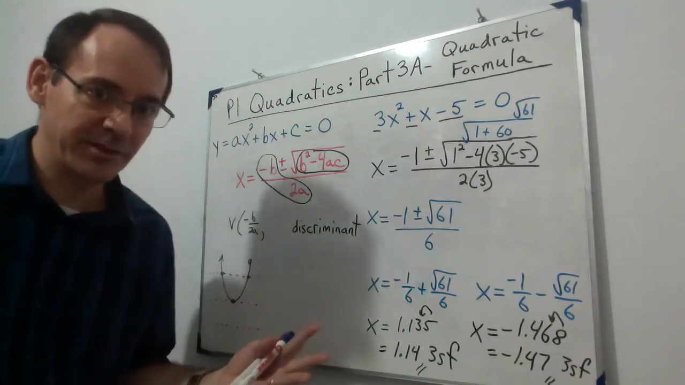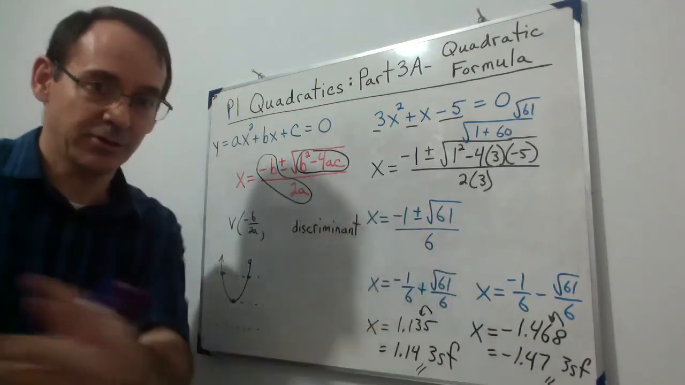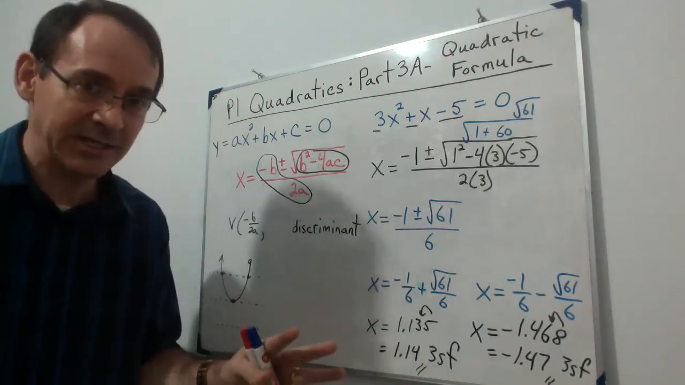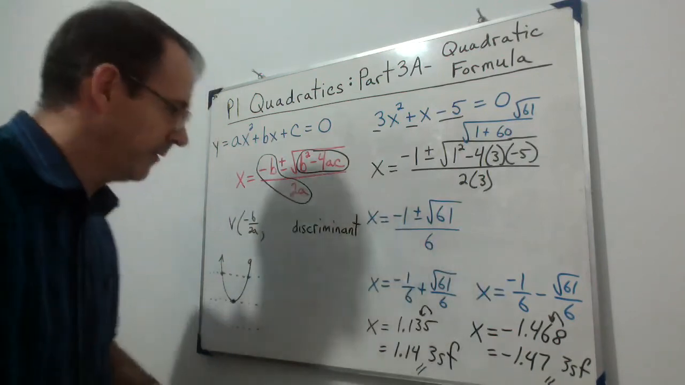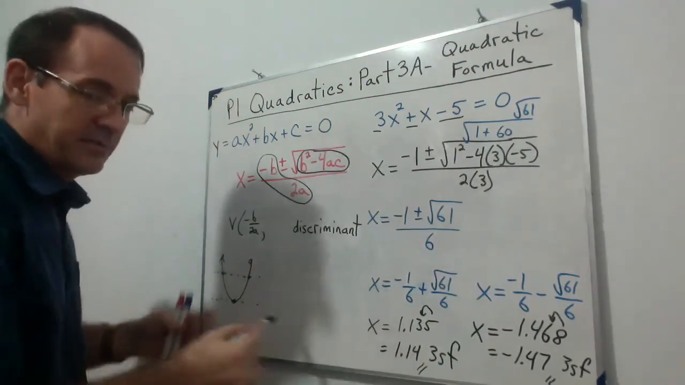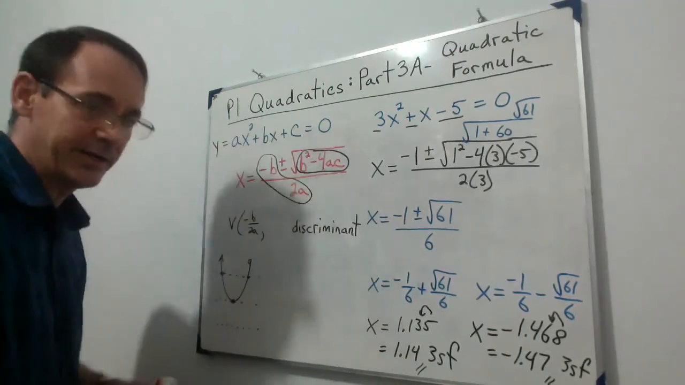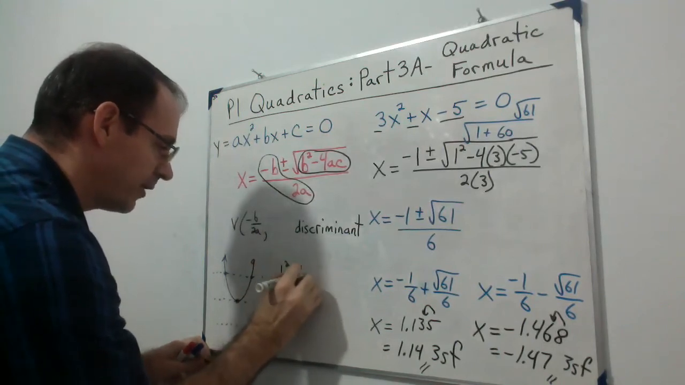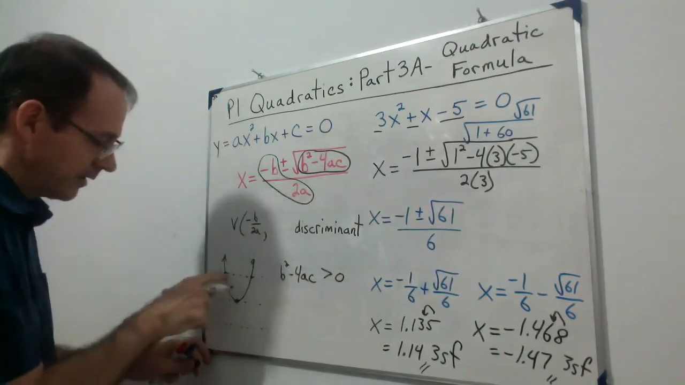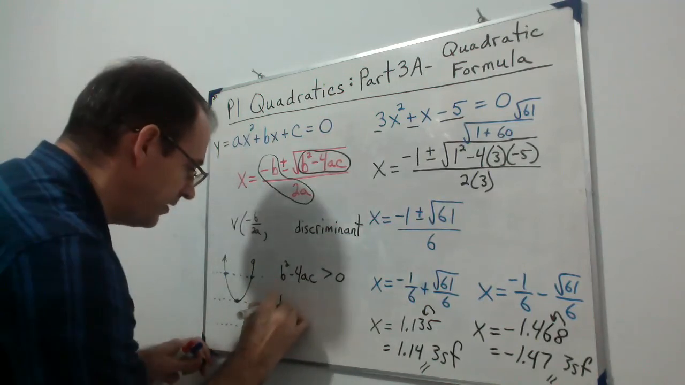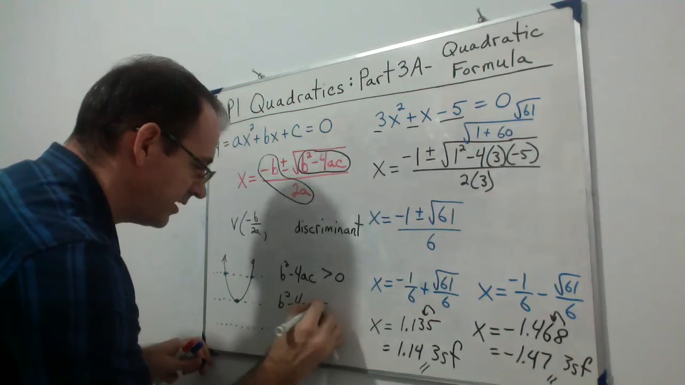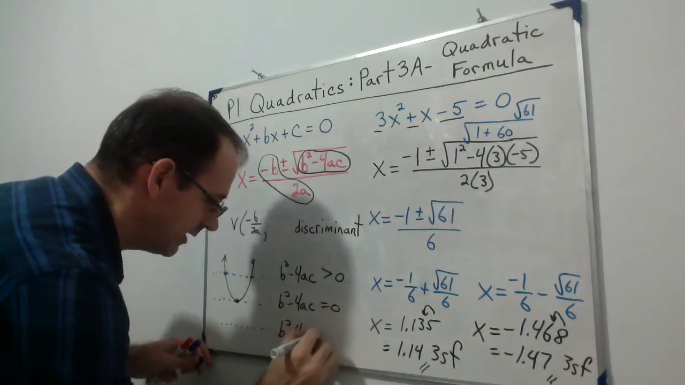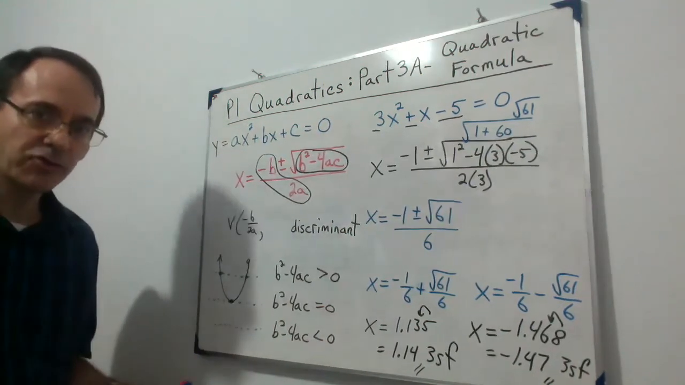For example, when we go to the bathroom, ladies go to the ladies' room, men go to the men's room, and that's a discrimination. You separate by gender, but it's not gender discrimination because one is not looking down on the other. Okay, so this word means to separate, and this is a separator. It separates out. So if b squared minus 4ac is greater than 0, it gives us two solutions. If it is equal to 0, it gives us one solution. And if it is less than 0, we get no solutions.